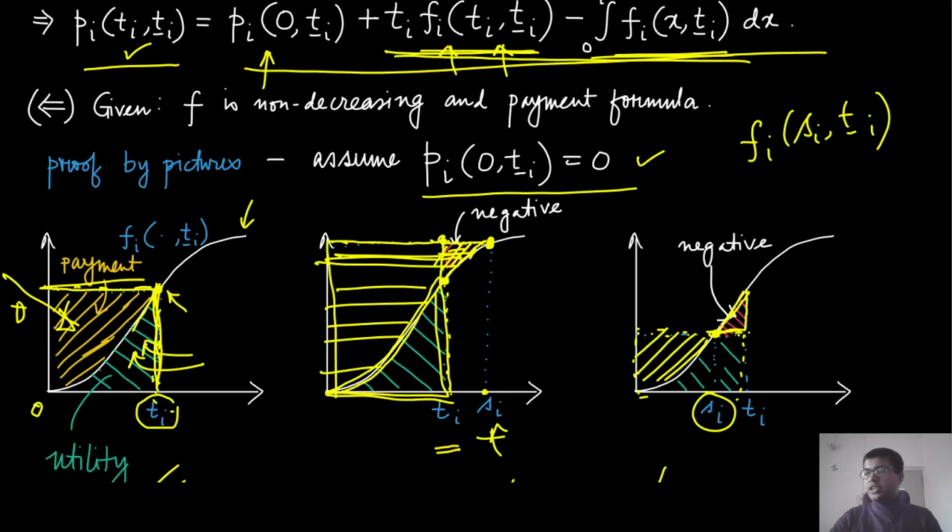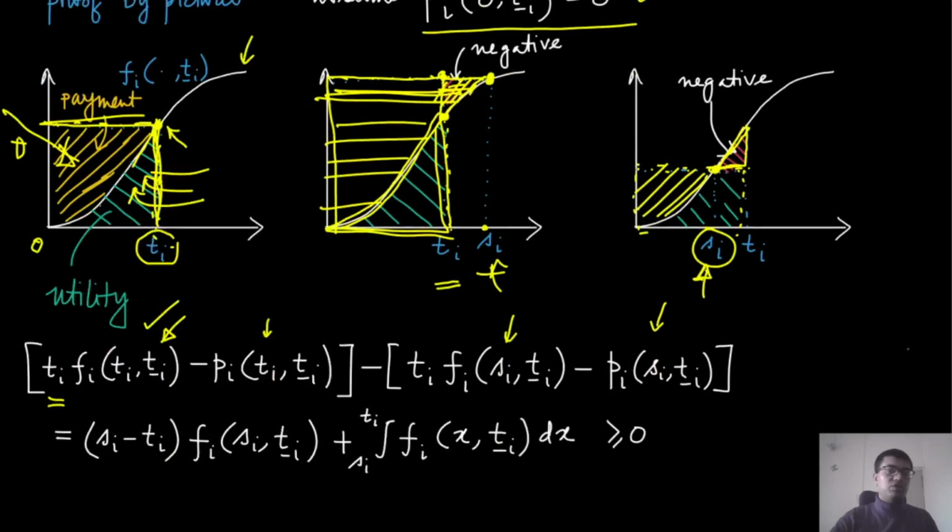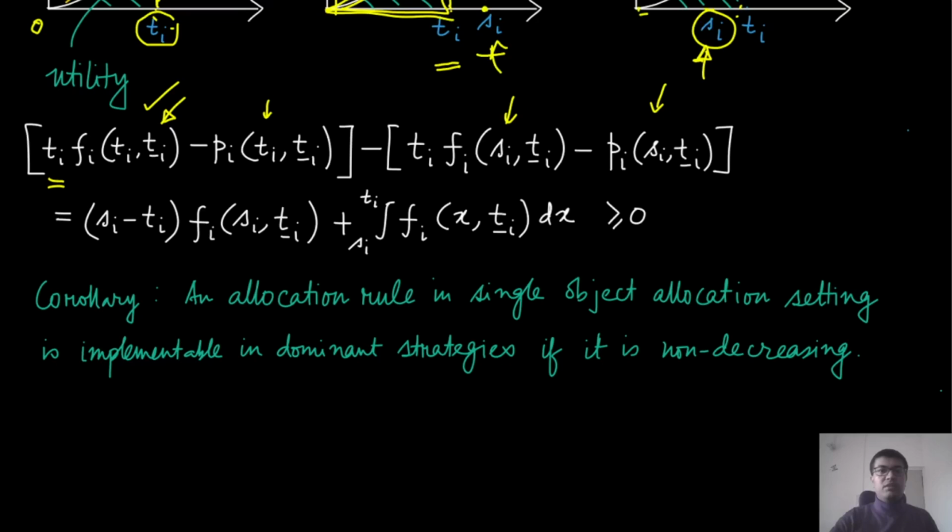So whether you report your type to be smaller than the true type, or larger than the true type, in both these cases you are getting utilities which are smaller than this green value, which is the utility when you are reporting truthfully. So that essentially tells you that whenever you have this payment formula, together with the fact that f is non-decreasing, the utility will always be maximized when you report your types truthfully. So that actually completes the proof.